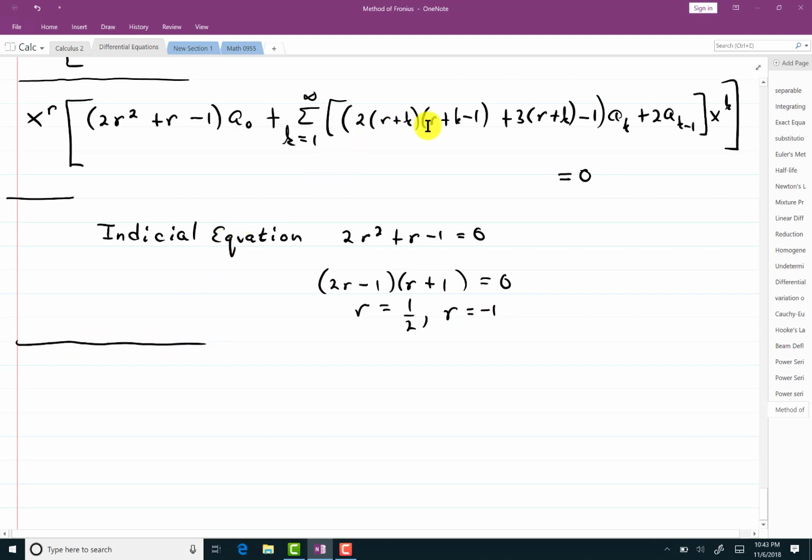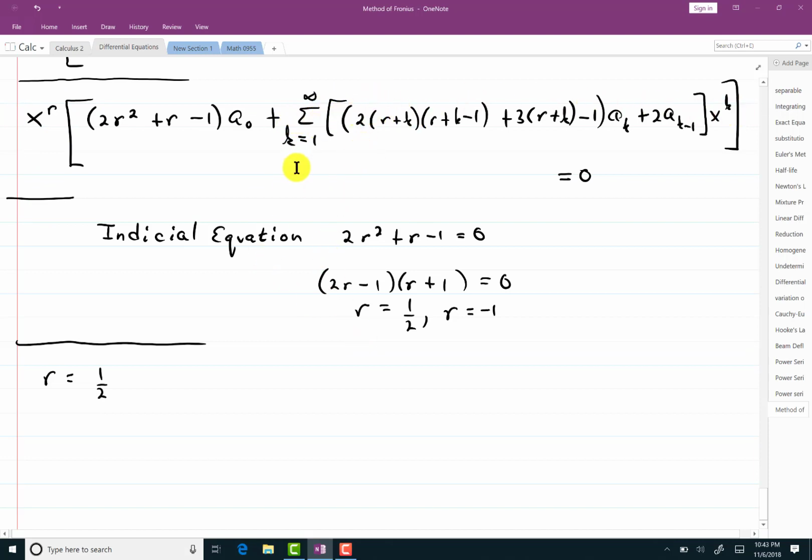So that's, of course, what we're going to use to build on everything. We start first with either one of these. It really doesn't matter. I'll start with r equals 1/2. Now, I don't have to worry about x to the r. I'll throw that in my answer. I'm just going to look at this series right here and replace r with 1/2.